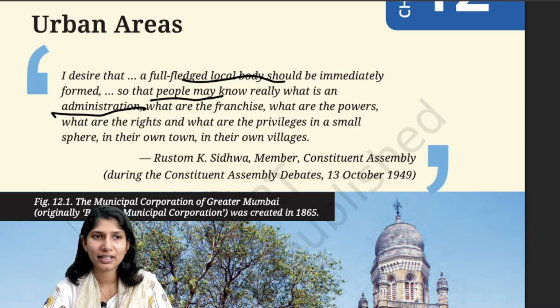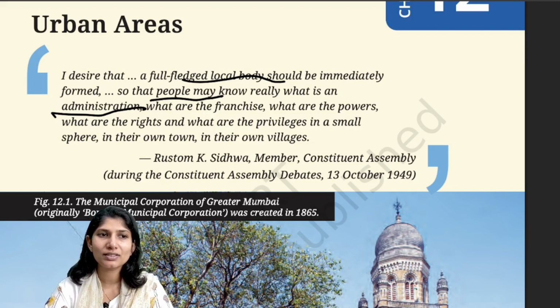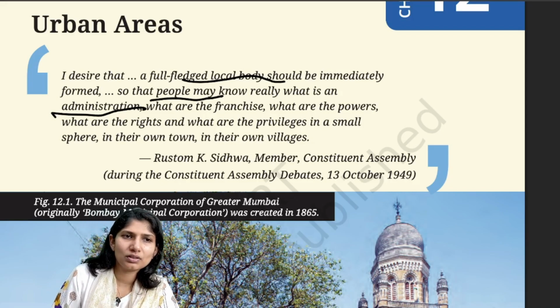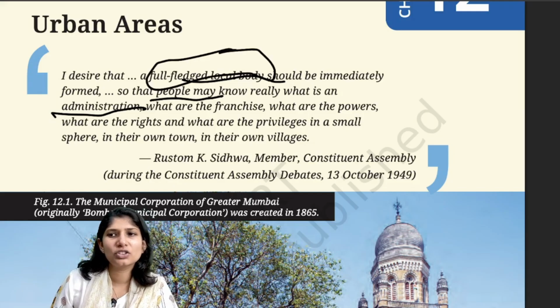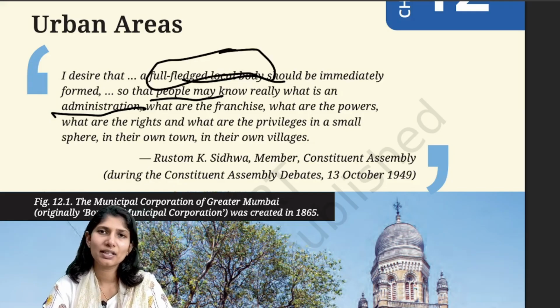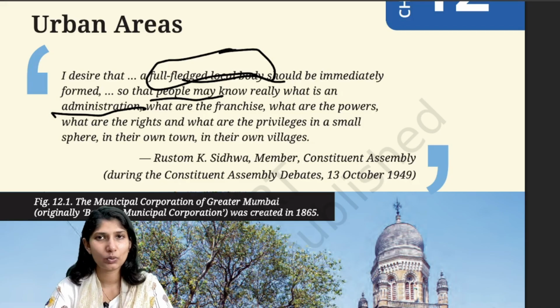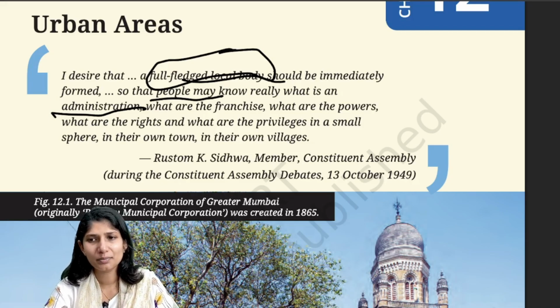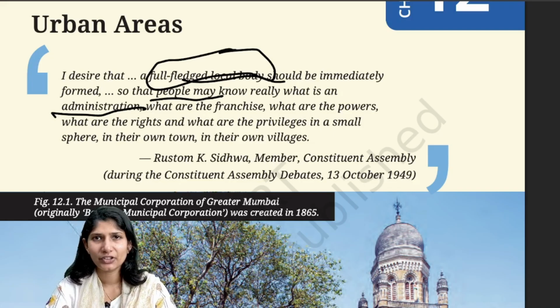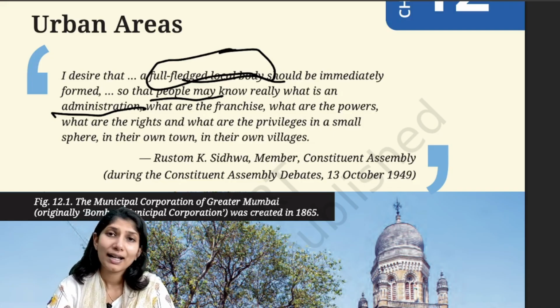Why exactly do you think he has said that? He wants a full-fledged local body for people to realize, yes, this is a right, this is a privilege, this is what administration means. The keyword here you have to look into is a full-fledged local body. Why is he saying a local body is what people will realize this is what administration is? It is very simple. In our country, we have 3 tiers or 3 levels of government. What are those? At the central level, at the state level, and lastly at the local level.